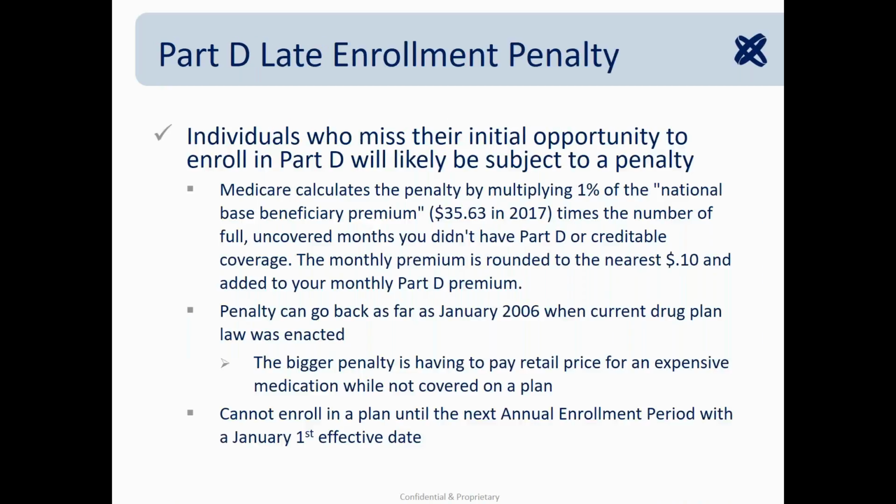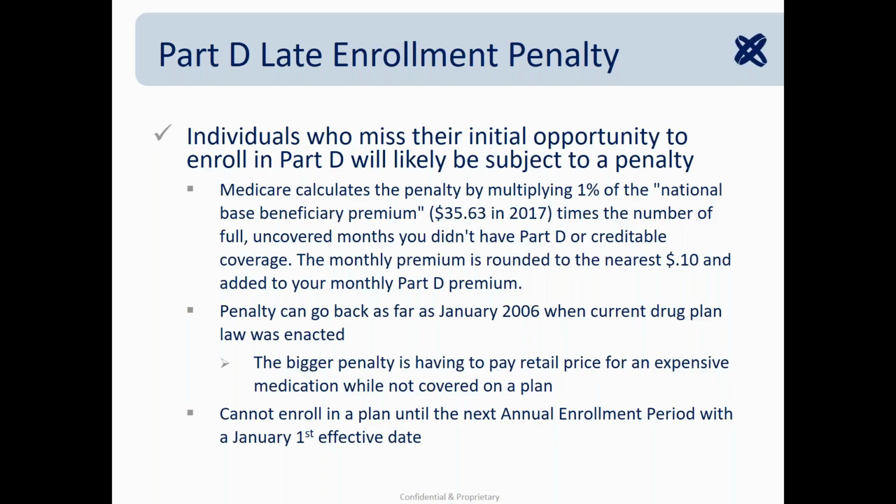There is a late enrollment penalty for Part D. Individuals who miss their initial opportunity to enroll in a Part D will likely be subject to a penalty. So Medicare calculates a penalty by multiplying 1% of the national average premium, which is $35.63 in 2017, times the number of uncovered months that you didn't participate in having a Part D or credible coverage. And the monthly premium is rounded to the nearest 10 cents and added to your monthly Part D premium.